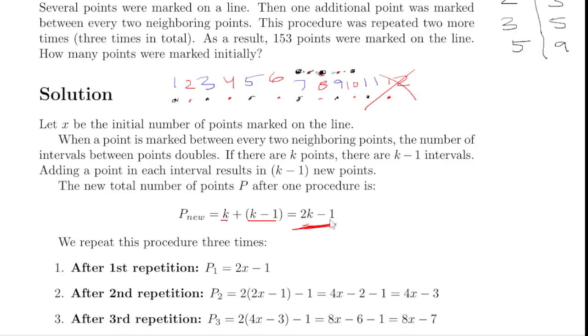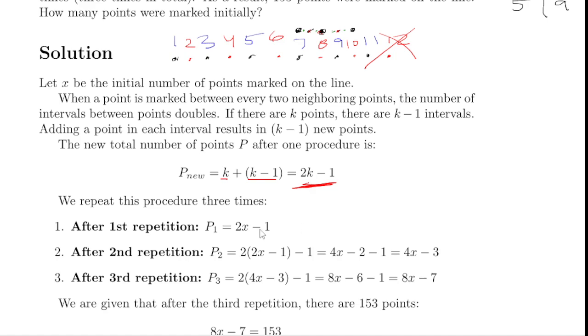So let's say we start with x points. That means after 1 repetition, we're going to have 2x minus 1 points based off the formula. And now we do this one more time. So we now start with 2x minus 1 points. So we're going to replace this x with the previous, which is 2x minus 1.